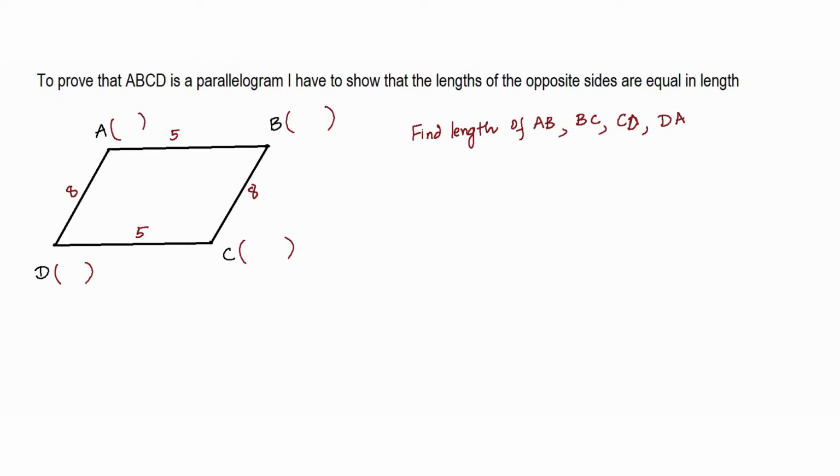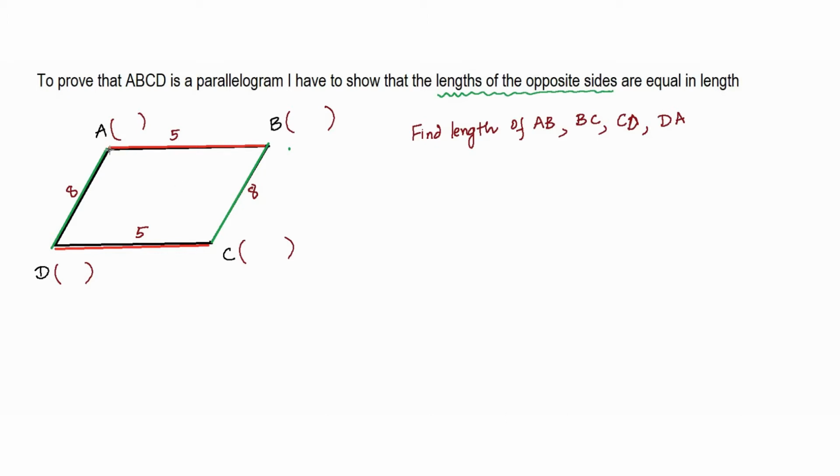Now you will notice that the opposite sides are equal in length, right? So AB and CD are equal in length. Similarly, BC and AD are also equal in length. So I can say that since the lengths of the opposite sides are equal, this particular figure is a parallelogram. The property that I'm using here is that the lengths of the opposite sides of a parallelogram are equal to each other, right? This is how I'm checking whether ABCD is a parallelogram.